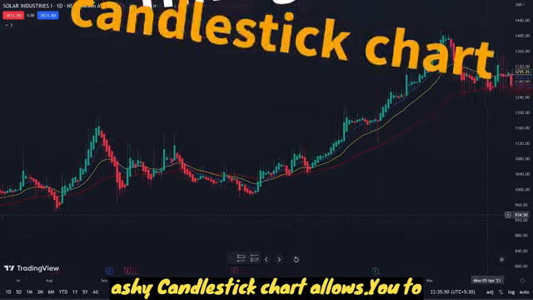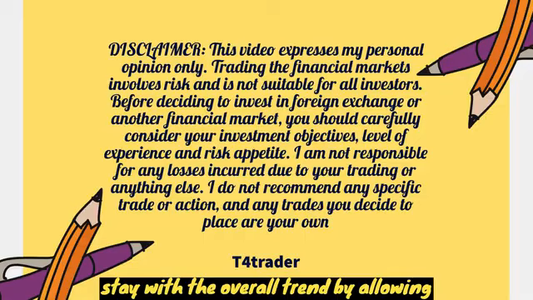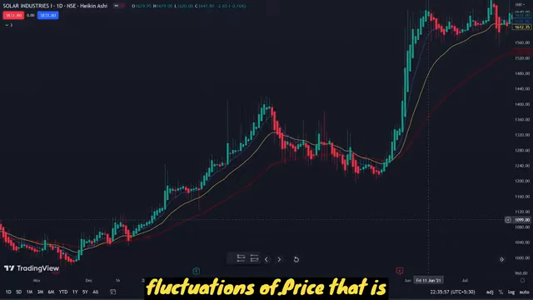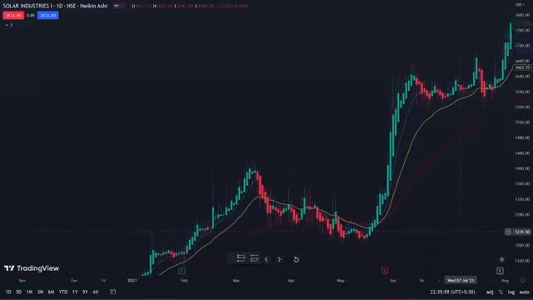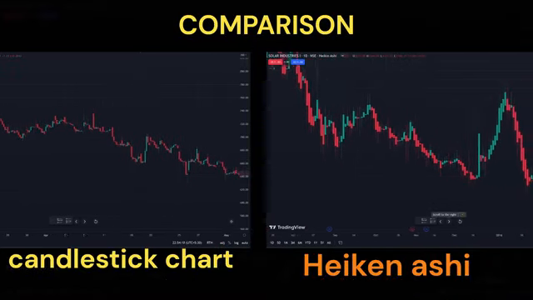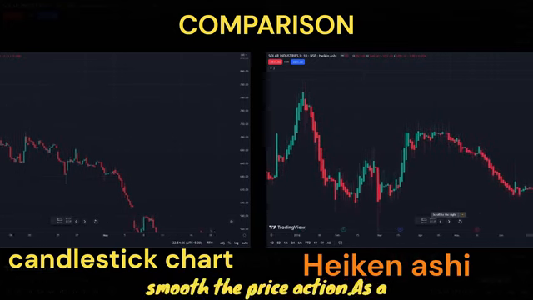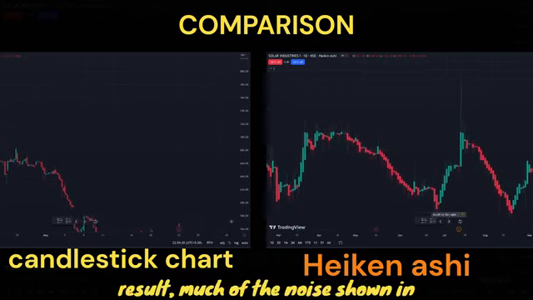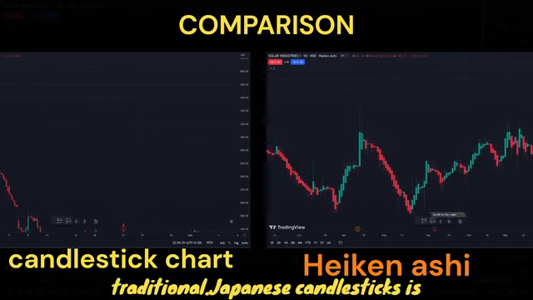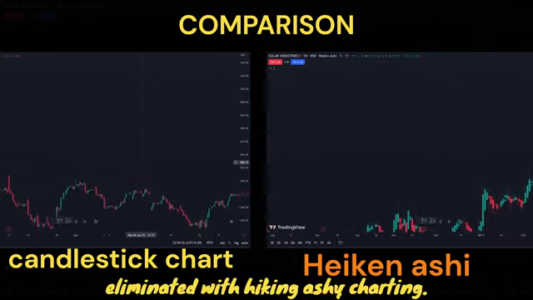Heikin Ashi candlestick chart allows you to stay with the overall trend by allowing you to avoid the noise or the minor fluctuations of price that is prevalent in a standard candlestick chart. The general idea behind the Heikin Ashi bars is that they smooth the price action. As a result, much of the noise shown in traditional Japanese candlesticks is eliminated with Heikin Ashi charting.